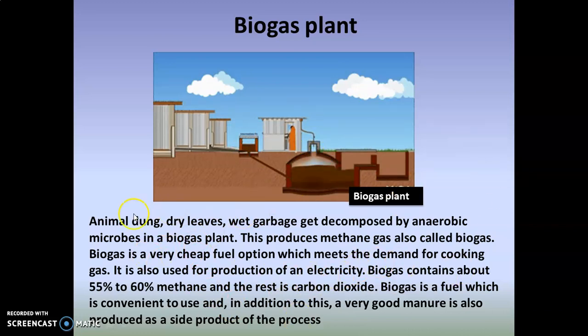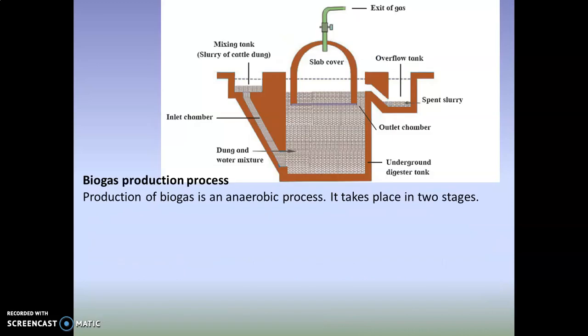So in villages where they have a lot of animals, they have the biogas plant. Methane is made there. It is used for domestic purposes. So at least it is saving our LPG or the stress on natural gas. It is not only for domestic purposes, but it is also used for the production of electricity. Biogas contains about 55 to 60 percent methane, that is a high percentage, and the rest is carbon dioxide. So it is a very convenient fuel to use, and it also gives a good manure which could be used for fertilization.